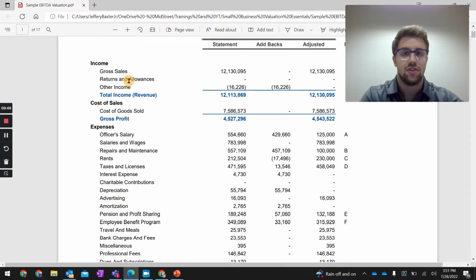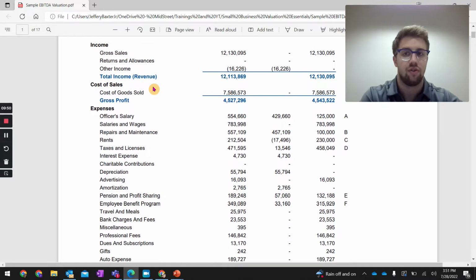This information is from a tax return, so you'll see it follows the format of an 1120S. We'll just get started here, going down, starting from the top of the expenses. The first expense that we have to adjust is the officer salary. This business doing $12 million in revenue, the owner paid himself $554,000, and this was for one owner.